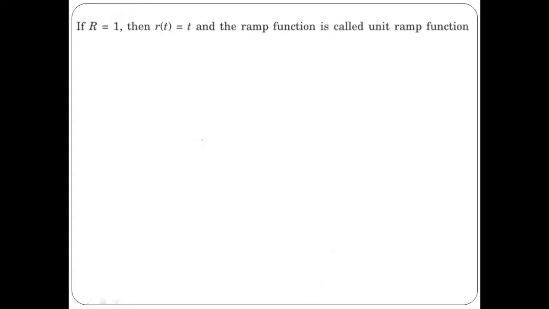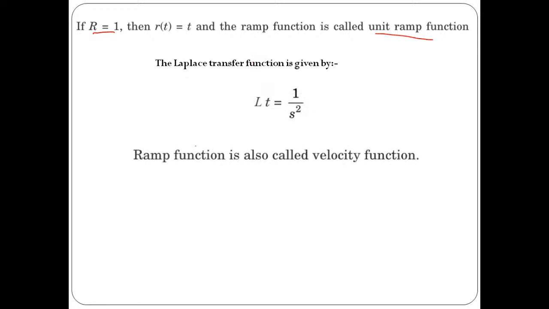And if you consider that r is going to be 1, the function is called a unit ramp function. If you take the Laplace transform, it is going to be 1 by s square. This function is also called a velocity function. That is important. And here this 1 stands for slope. So in the case of unit step function, that unit stands for magnitude. In the case of unit ramp function, this unit stands for slope.